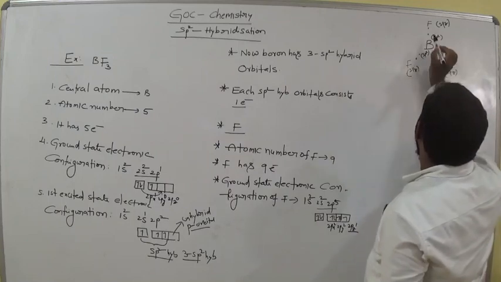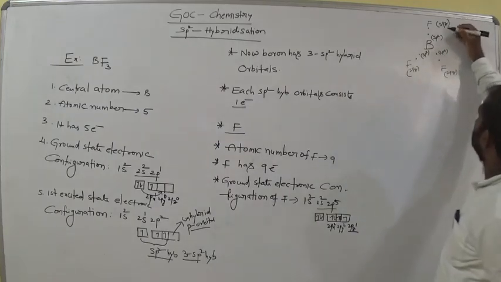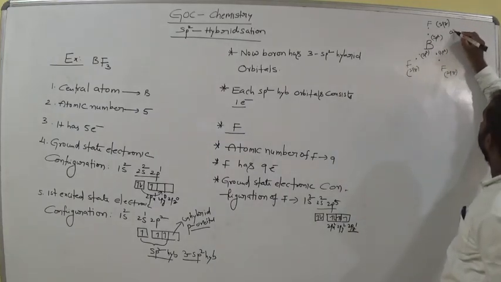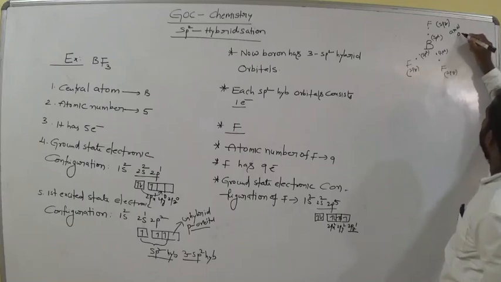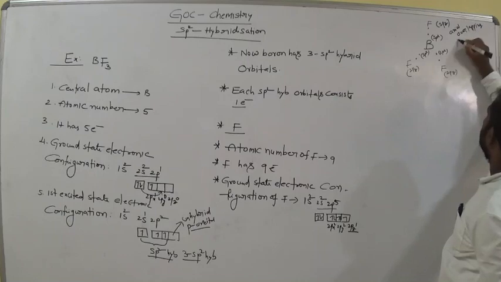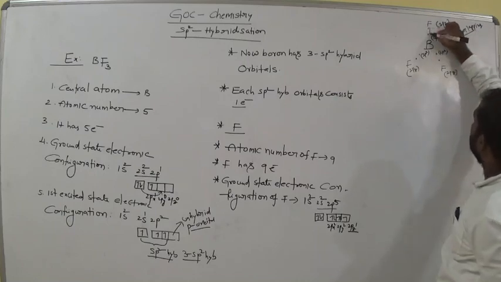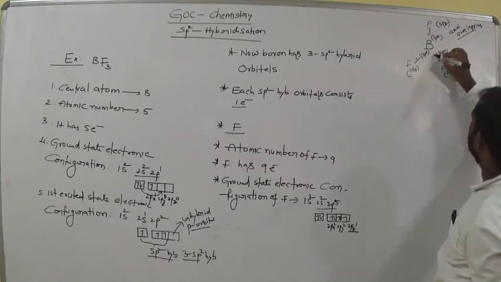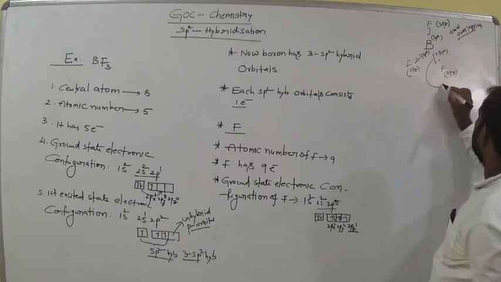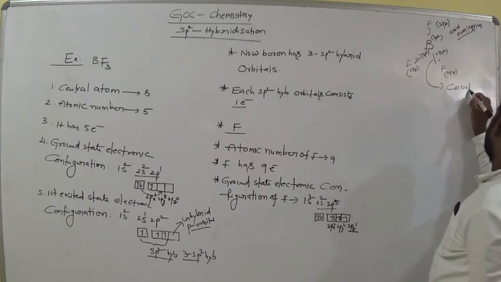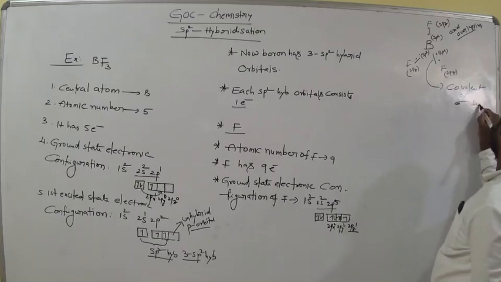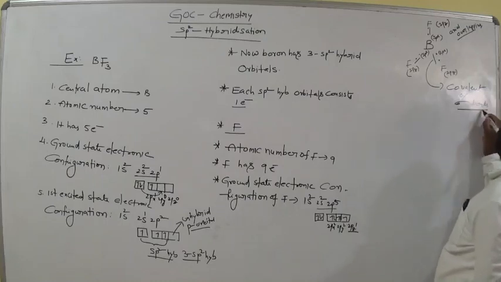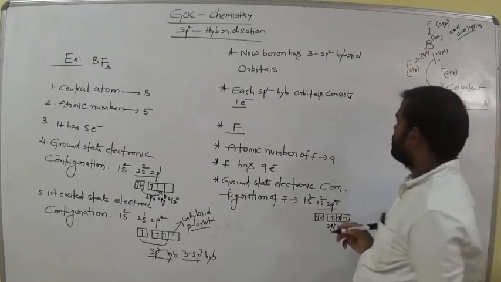They undergo axial overlapping. Which overlapping? Axial overlapping. Axial overlapping causes a sigma bond or covalent bond. All are axial overlapping, and these bonds are called covalent or sigma bonds. Is it clear?